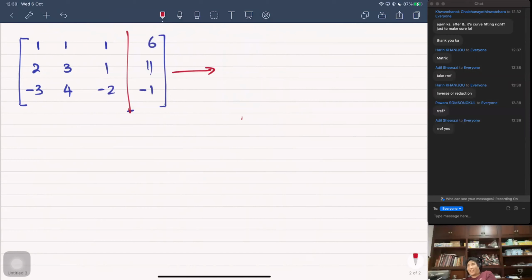REF, yes. What do you mean? Can you tell me exactly what you do? You have row 1, R1, R2, R3. What do you do? Some people call it REF, some people call it row echelon form. But what exactly did you do, whatever the method you tell me?